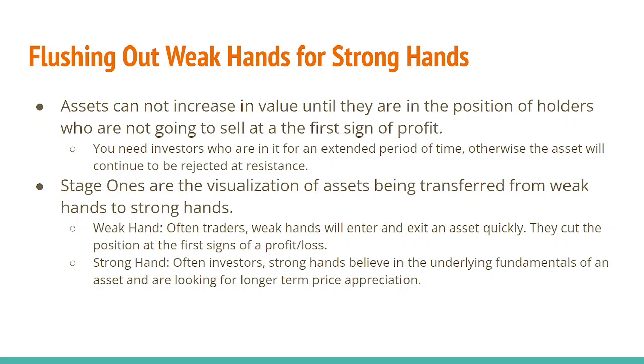By definition, a weak hand is often a trader. Weak hands will enter and exit an asset as quickly as possible. They will cut their position at the first signs of a profit or loss. And then strong hands are often investors. Strong hands believe in the underlying fundamentals of an asset, and they're looking for longer-term price appreciation.